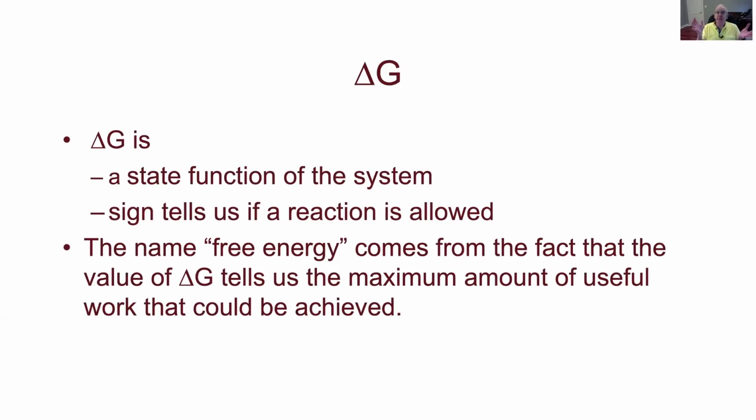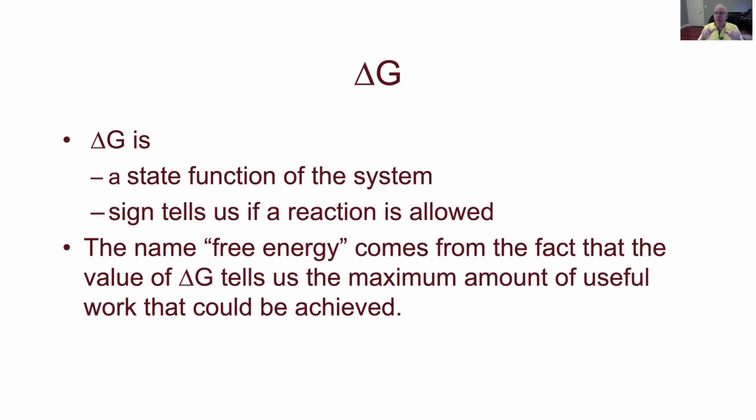So this is why delta G is a very useful thing. For a lot of chemists, delta G is sort of our favorite thermodynamic state function. Delta G is a state function of the system that, as we'll see momentarily, makes it easy to calculate. We get another one of those sum for the products minus sum for the reactants equations. And the sign of delta G tells us whether the reaction is spontaneous, okay? The fact that it's called free energy sometimes bothers people, but there's a reason for that.